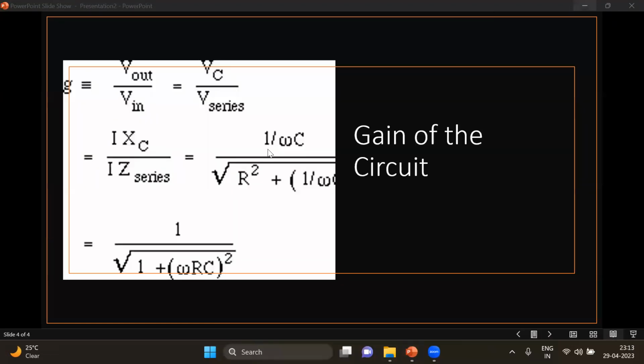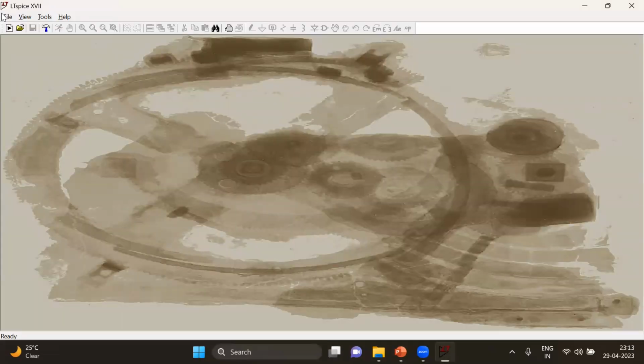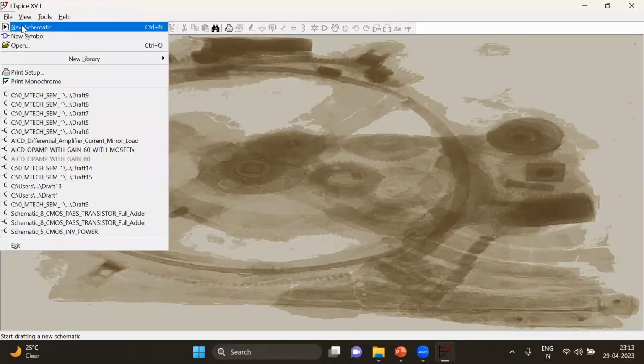I'll be opening the LTSpice tool over here. Go to the new schematic, take the value of the resistance. You can press Control R to rotate the resistance in the horizontal direction. Take the capacitor's value. Now take the ground, as every practical circuit requires a ground. Now connect these elements in series.